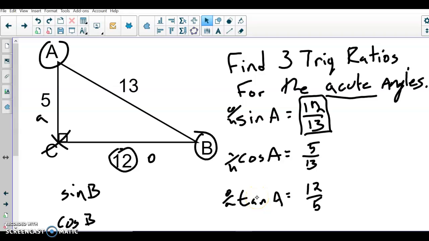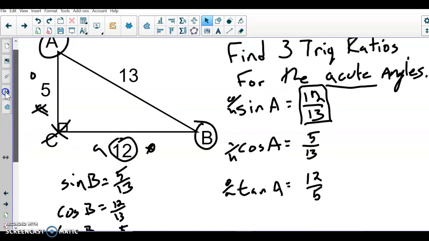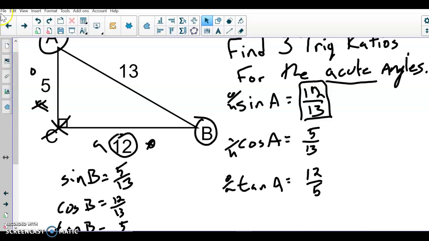Now, for my sine of B, this now becomes the opposite, and this now becomes the adjacent. So the opposite side is 5 over 13. Cosine of B is going to be 12, the adjacent, over 13. And tangent of B is going to be 5 over 12. And I found the 3 trigonometric ratios for each acute angle. That's all we're looking for, just that ratio there.